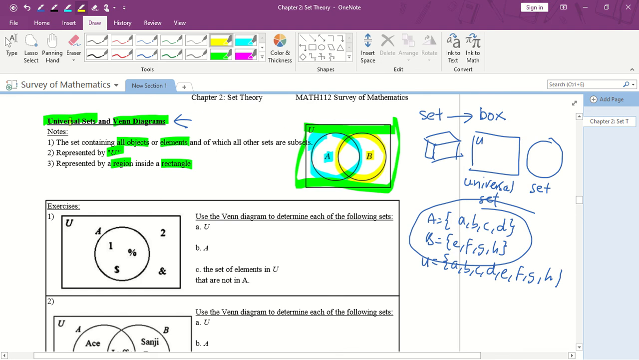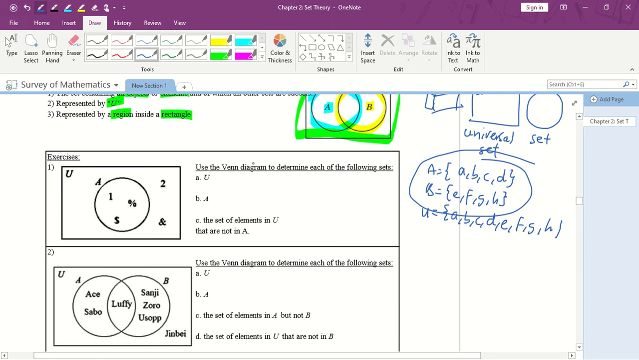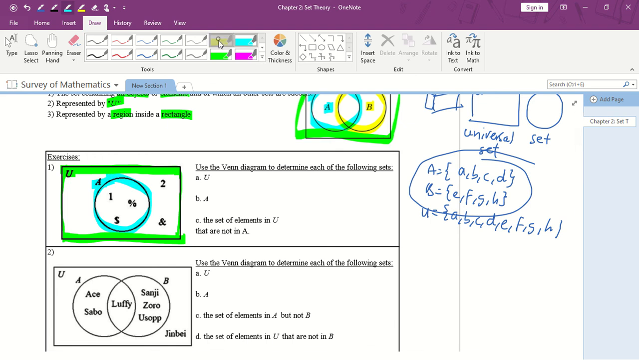Okay, so let's look at the exercise and you will know a bit furthermore. Use the Venn diagram to determine each of the following sets. Okay, so first remember, U is the universal set, so it contains everything inside. There are no elements outside of this box. And we also have set A here. Okay, and so let's look at what the elements are.